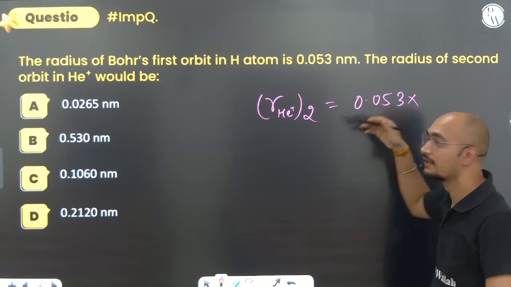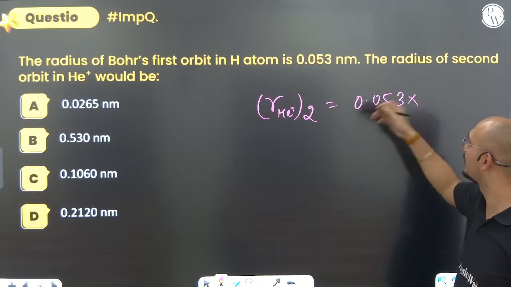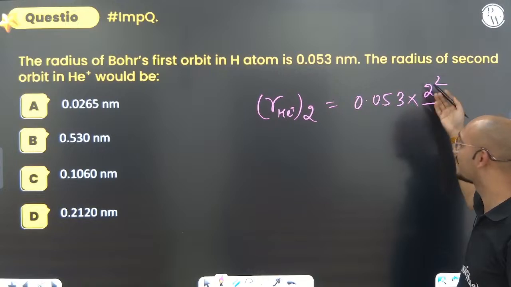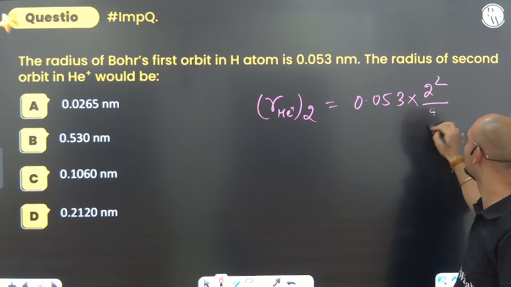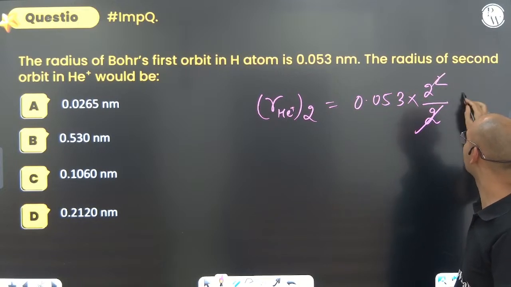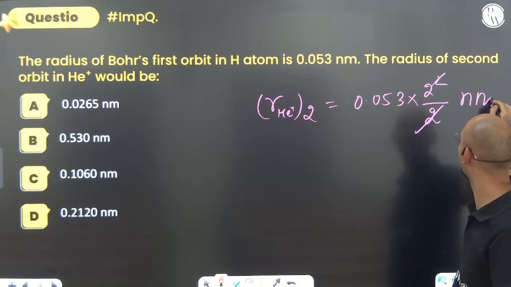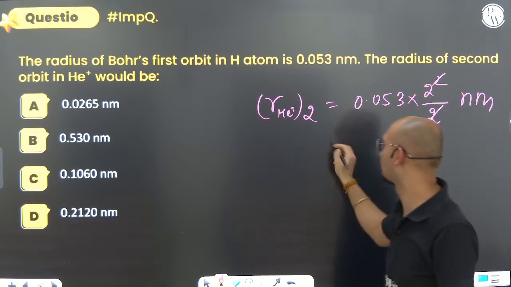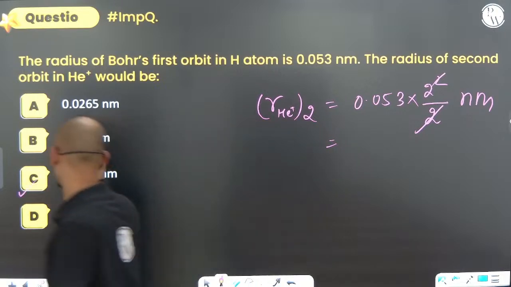0.053 into n square by z. What is the n value? n value is 2. So 2 square by z. What is the z value for helium? It is 2. So cancel it, and this much will be nanometer. Just solve this, and that is 0.106. So C will be the correct answer.